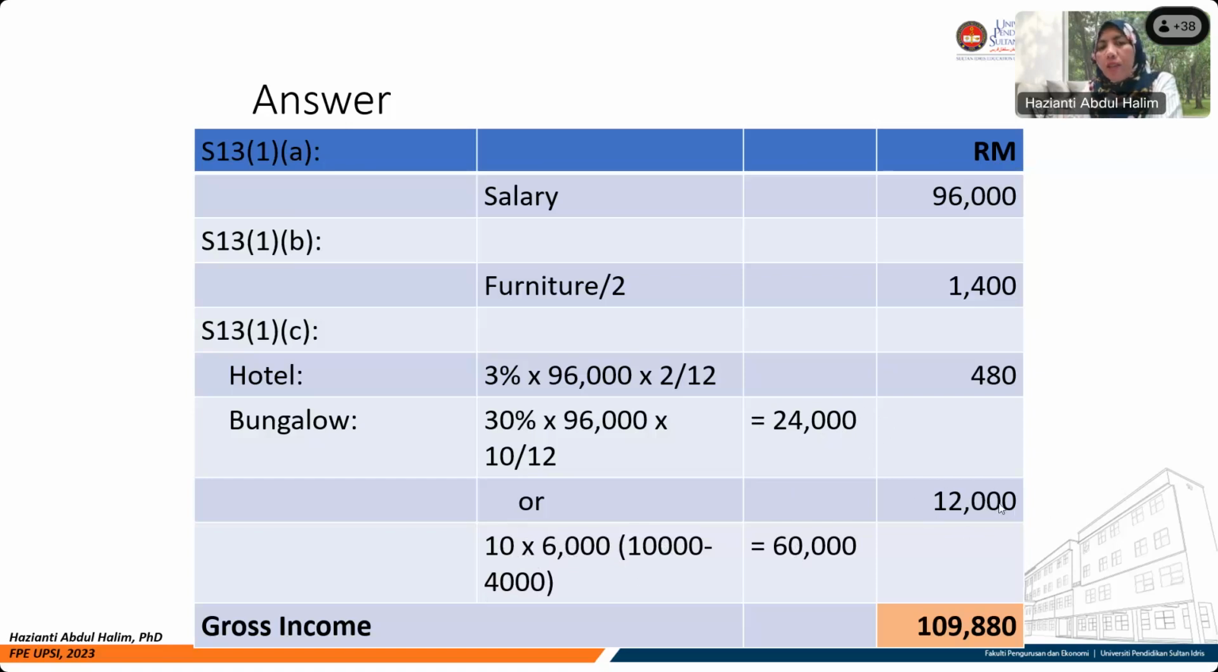Sebab tu kat sini saya bawa 12. Saya tak bawa 24, saya bawa 12. Because he is sharing with another employee. So kita kena bahagi 2. You pilih dulu mana yang lower. Dekat sini saya cakap semua ingatlah. Nanti time exam semua pun kat sini dah bahagi 2. Salah. Pilih dulu the lower figure. Then you divide by 2 or by 3, by whatever lah yang dia berkongsi tu. You pilih, then you divide. Amount yang dah divide tu bawa ke sini. So Razak will be taxed ataupun the gross income for Razak is 109,880.